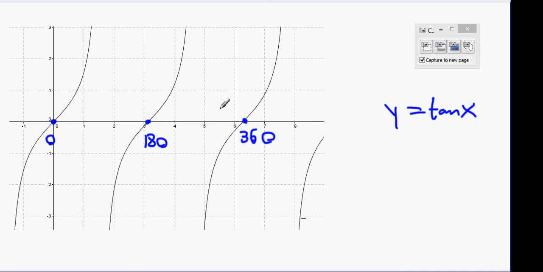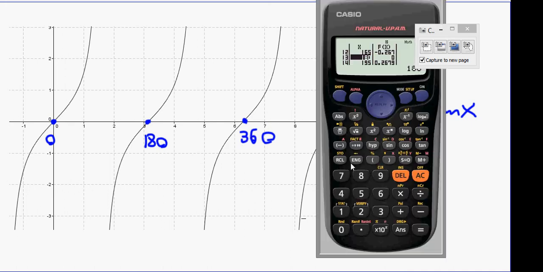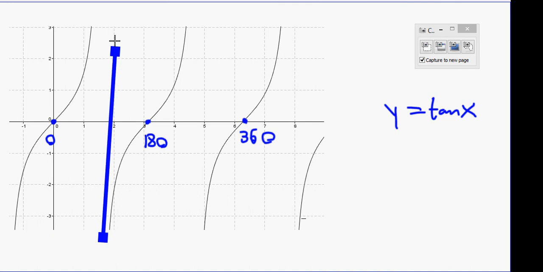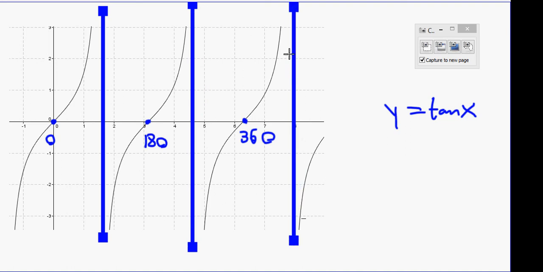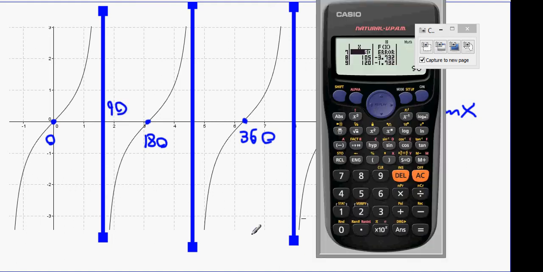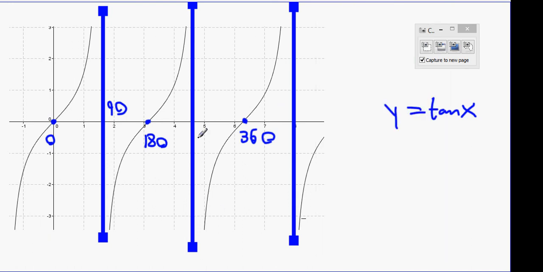Okay. Next thing to note is, what value can it not go by? Well, it seems to be that it can't go by 90 degrees. So halfway in between the two of these, there's going to be a line. This is going to be your 90 degree line. Do you remember what I was saying about the asymptotes earlier on, guys? Remember I said the graph can't cross here. So this is going to be 90. The next one is going to be 270. And then by the same pattern, the next one after that should be 450.